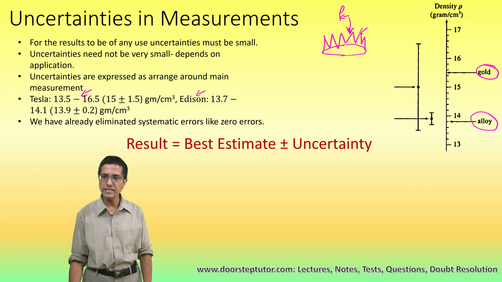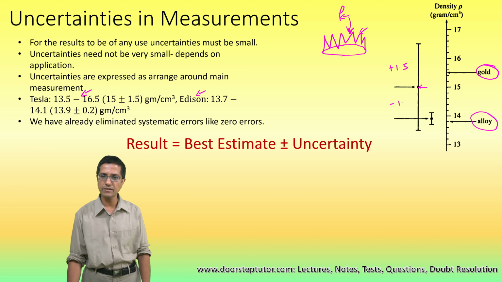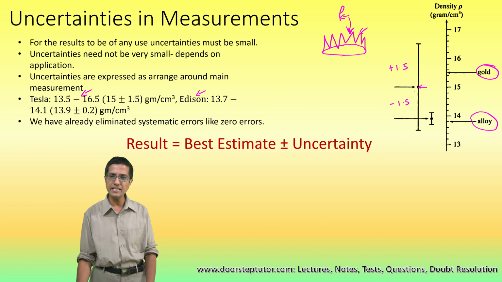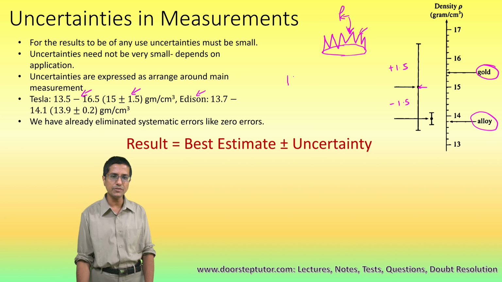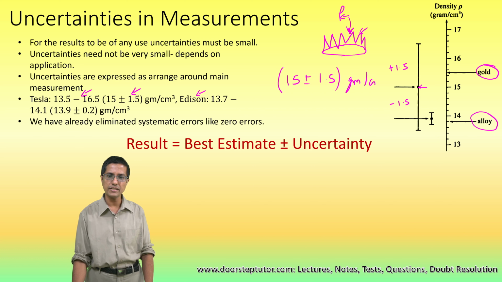So if we plot these ranges, notice that Tesla's range is centered around 15 and it can go plus 1.5 and minus 1.5 in either direction from 15. And we represent this fact using these symbols. So Tesla's measurement, we will report as 15 plus minus 1.5, and we'll take the unit, gram per centimeter cube.